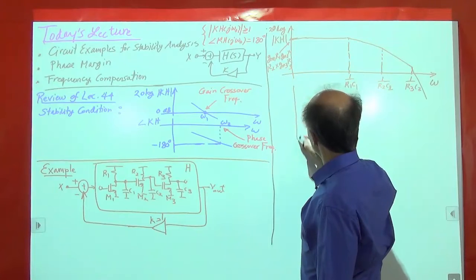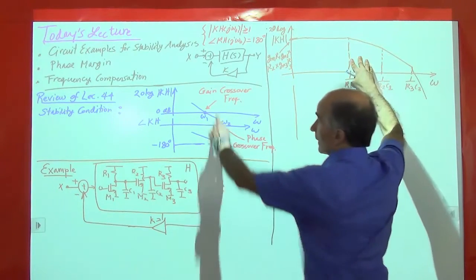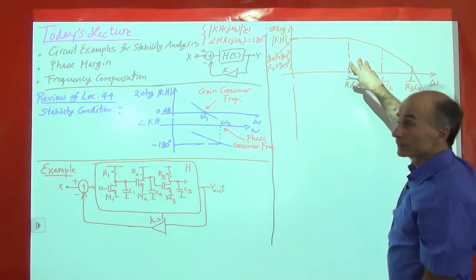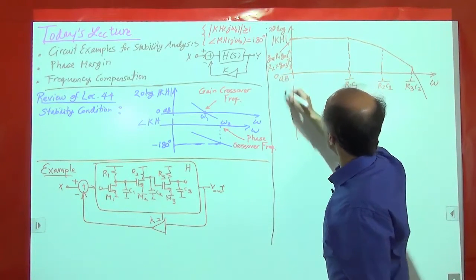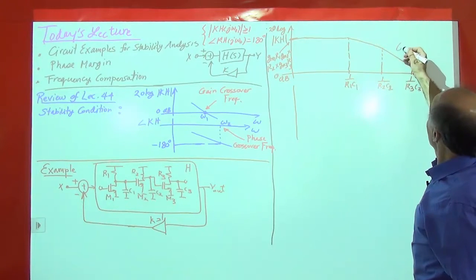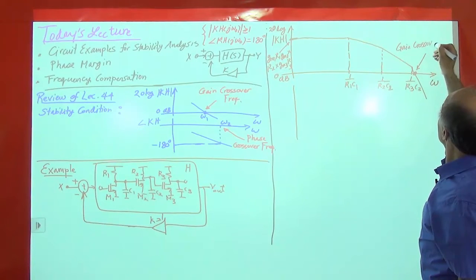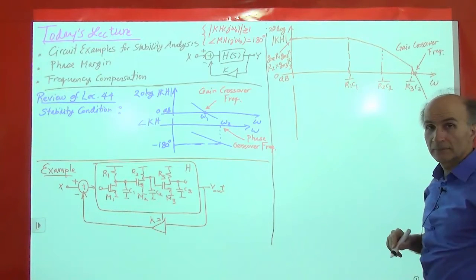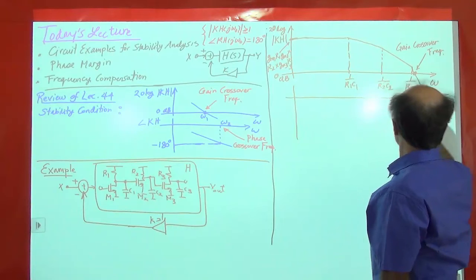Now we need to plot the phase. Where in this plot do we have the gain crossover frequency? Well, this is the 0 dB axis, right? 0 dB. So this would be right here. So that's the gain crossover frequency. Okay, let's go ahead and plot the phase.